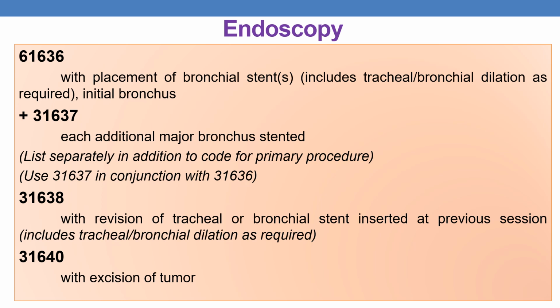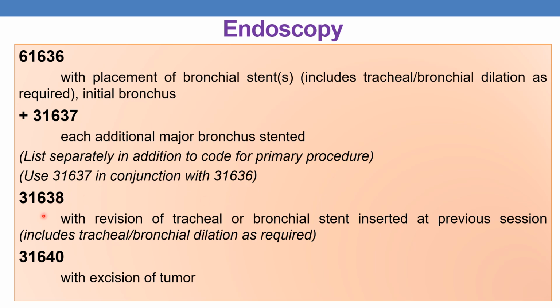The next is 31636. It deals with bronchoscopy rigid or flexible with the placement of bronchial stent, including tracheal or bronchial dilation as required, initial bronchus. For the placement of bronchial stent, initial bronchus, the CPT is 31636 and plus 31637 is for each additional major bronchus stented, and use 31637 in conjunction with 31636.